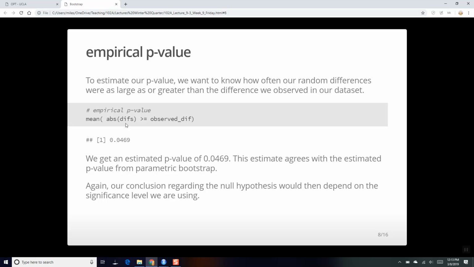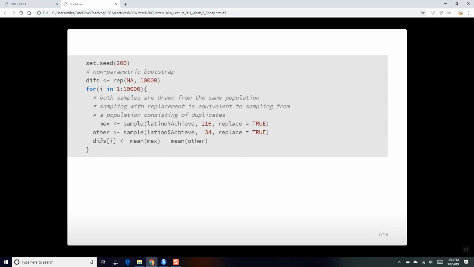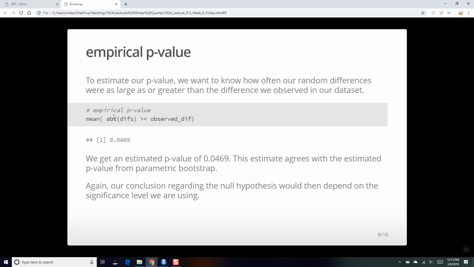And we just say, okay, we're going to take the absolute value of these differences that we generated. So this diffs vector is just a bunch of values that we've observed while the null hypothesis is true. Okay, and we say, well, how many of these are greater than or equal to the observed difference? And we get 0.0469. And that kind of agrees with what we get from the parametric bootstrap and the t-test. They're all kind of in agreement, just under 5% here.